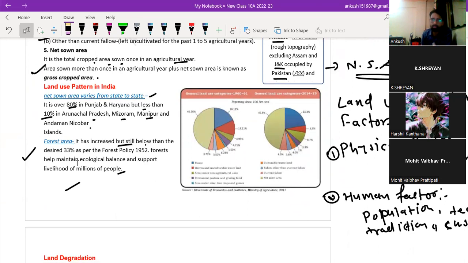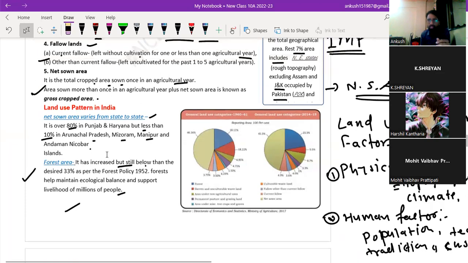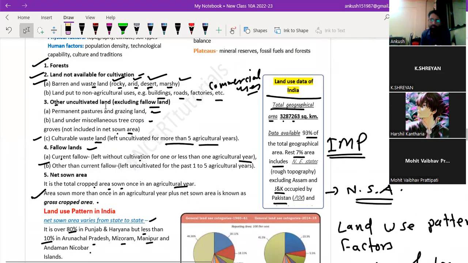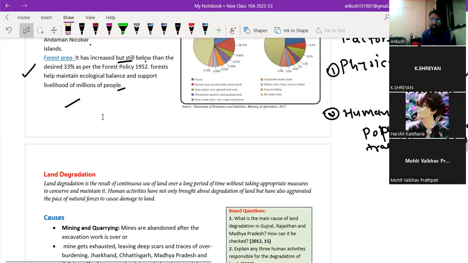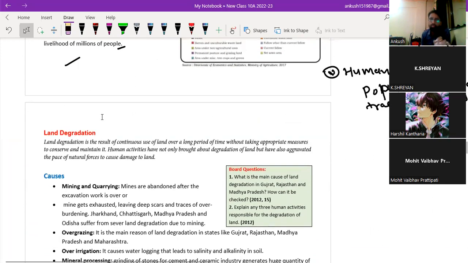It is over 80% in Punjab and Haryana, but less than 10% in Arunachal Pradesh, Mizoram, Manipur, and Andaman and Nicobar Islands. So this is what we see: the net sown area, and the area having such kind of land where cultivation is not possible, is also covered over there, but that is not net sown area. And through this we can have a shortage of grains as our population is growing rapidly.